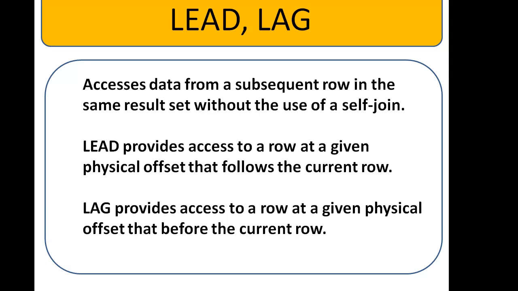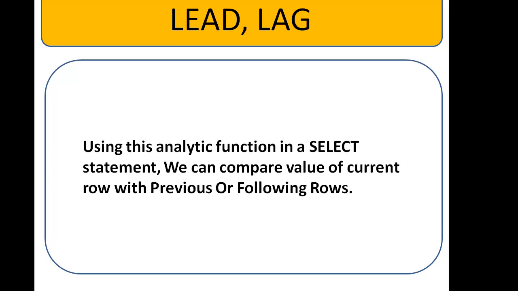Lead is used to provide access to a row at a given physical offset that follows the current row. Lead is used to compare the current row and the following rows. And lag is used to provide access to a row at a given physical offset that is before the current row. So we can compare with lag between the current row and the previous row. So we can compare the value of the current row with previous or following rows.